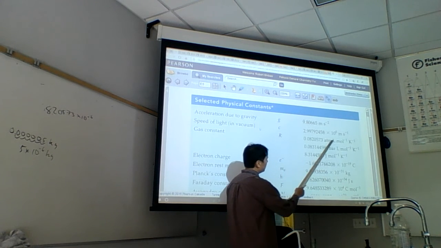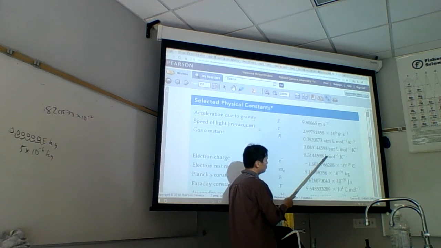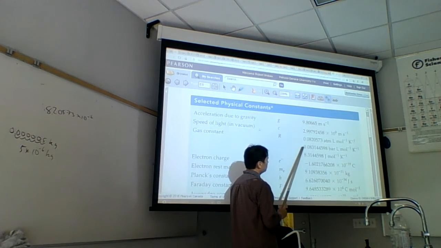Or it turns out a liter atmosphere is the same thing as what we call a joule. So this is a joule. And so typically we just memorize one, and then we can figure out the others if we know some conversions.